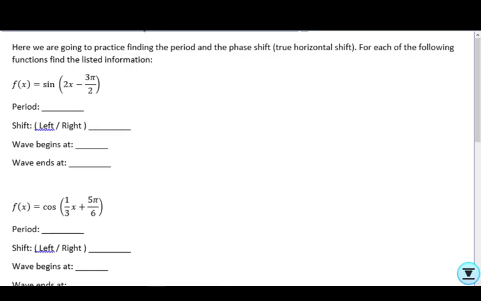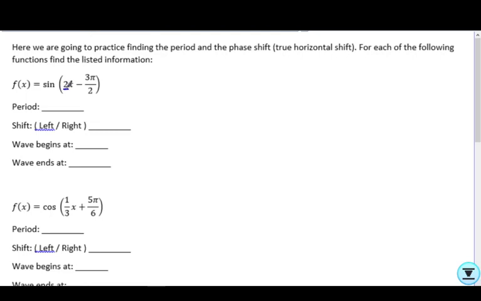Okay, so let's practice finding our phase shift. For these problems, we are basically going to find the period, the shift left or right, where the wave begins or where the wave ends. So we're going to find the period and the phase shift, which is basically the true horizontal shift. There are a couple ways we could do this.